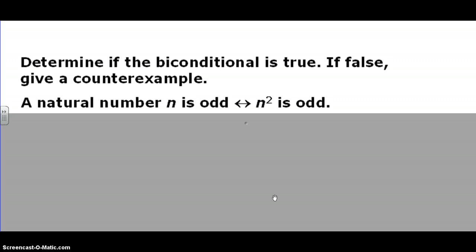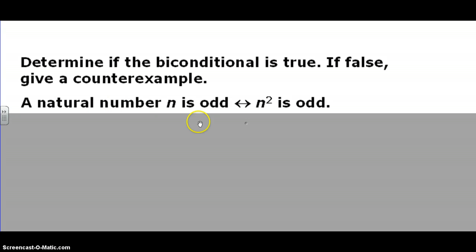Okay, let's determine if this biconditional is true. If false, give a counterexample. A natural number n is odd if and only if n squared is odd. A natural number, in our series we're more used to using counting number or whole number. There's debate in the definition of natural number. If you look that up, it's either counting numbers 1, 2, 3, and so on, which are the positive integers only, or some mathematicians also include 0. So let's just say it's the set of whole numbers.